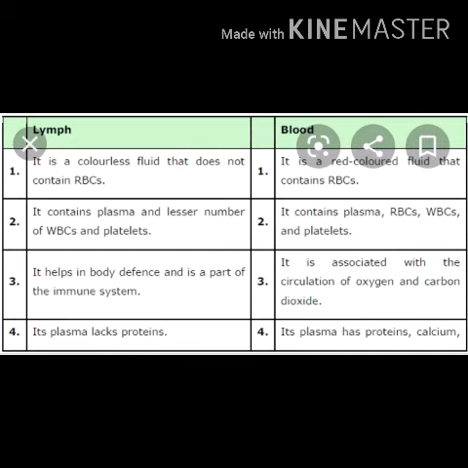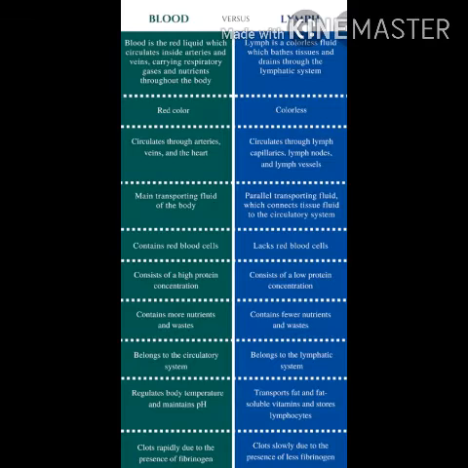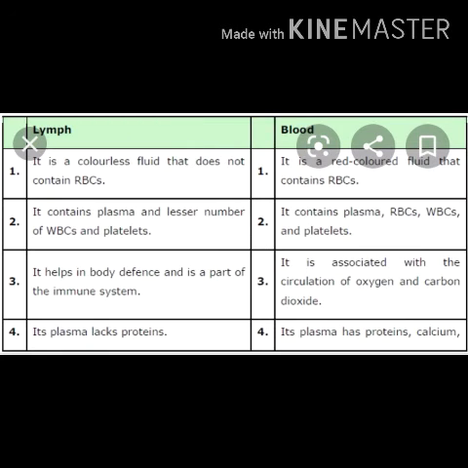Blood flow is faster due to the pumping action of the heart. In the case of lymph, flow is slower since there is no pumping organ. Blood is a closed circulatory system, as blood always flows within closed vessels, whereas lymph is an open circulatory system, so it flows through the lymphatic vessels but is also in contact with tissue fluid in extracellular or intercellular spaces.